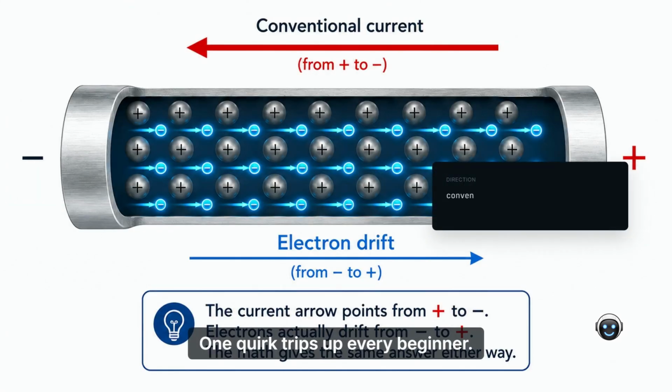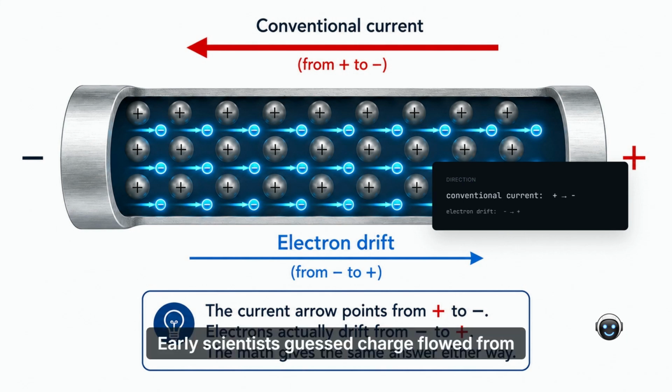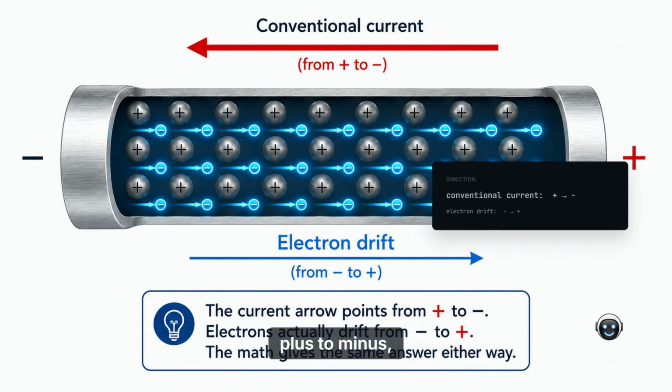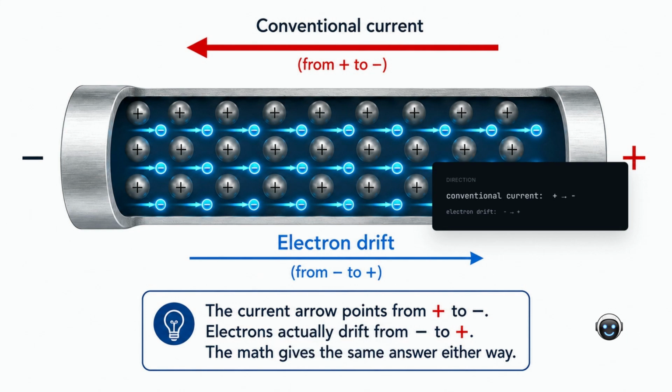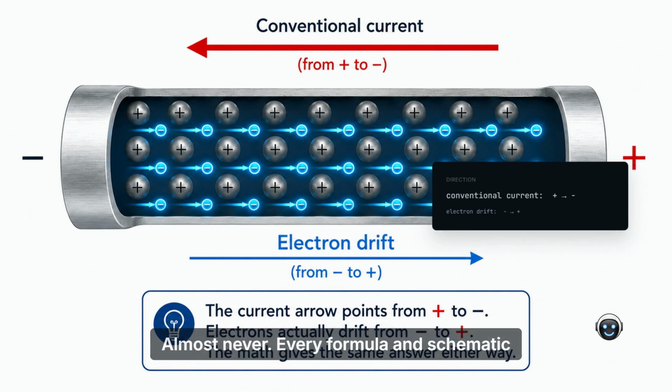One quirk trips up every beginner. Early scientists guessed charge flowed from plus to minus, and built every convention on that guess: conventional current. Later, we learned the electrons actually drift the other way, minus to plus. Does it matter? Almost never. Every formula and schematic uses conventional current, and it all works out. The arrow just shows where positive charge would move.